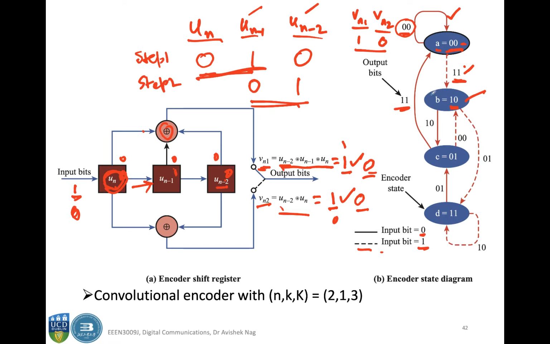At state 1 0, if your input is 0, which is denoted by this solid line, then the output is 1 0, we have got this, and it goes to the state 0 1. Okay, so this is the state 0 1, which is labeled as C. So in this way you can work out the entire state diagram.